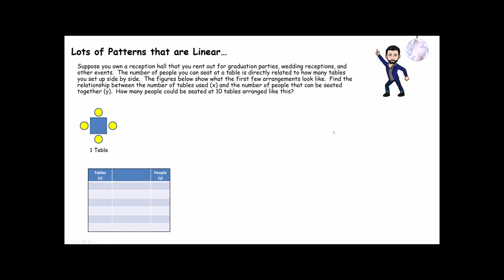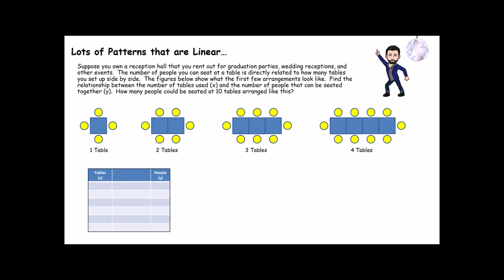So here's the first table. It looks like this. You've got one square table and you have one person sitting on each side of the table. When you add a second table, it looks like this. A third table and a fourth table. And we want to use this as our template or our pattern so that we can say as long as this same arrangement of tables and chairs continues, we should be able to predict for any number of tables how many chairs or how many people we can put around them.